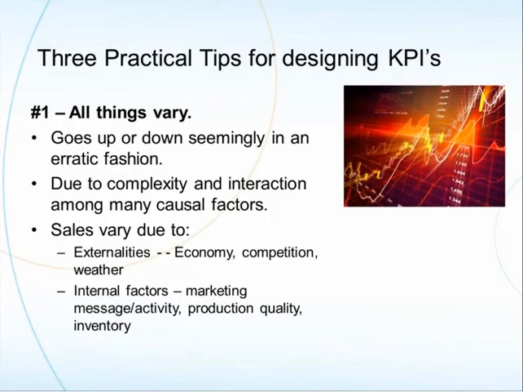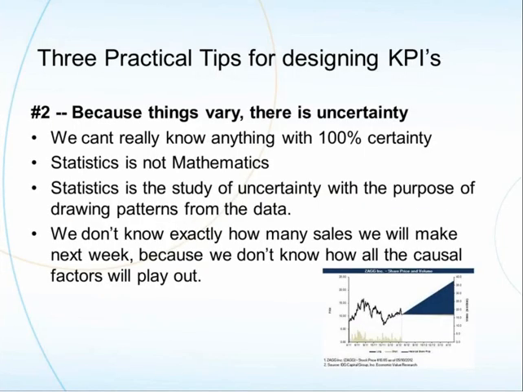So understanding the root cause is going to help you design a KPI that allows you to see whether things are going up or down and then what to do about them. The second thing is, because things vary, there's always uncertainty. So we really can't know anything with 100% certainty, and that's the whole science of statistics. It's not mathematics. Mathematics always gives us a point. So you add 2 things together, it gives us a number. Statistics is really the study of uncertainty so that we can start looking at patterns within the data.